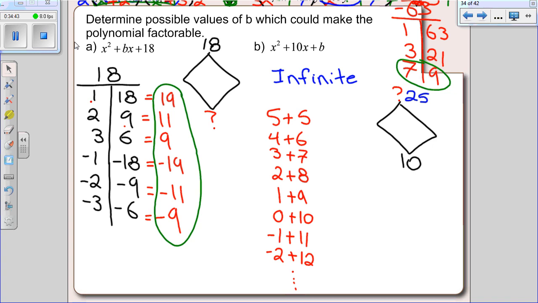On a test, it'll make it very clear whether it wants how many there are, or it'll say, give us an example. And then if you said 19, you'd be right. But if Hannah said 11, she'd still be right. And if Kieran said 9, he'd still be right. You could give different answers, and you'd all still get the right one.